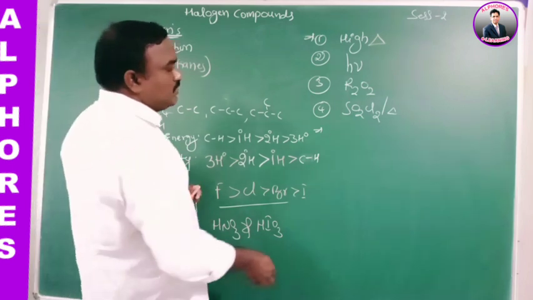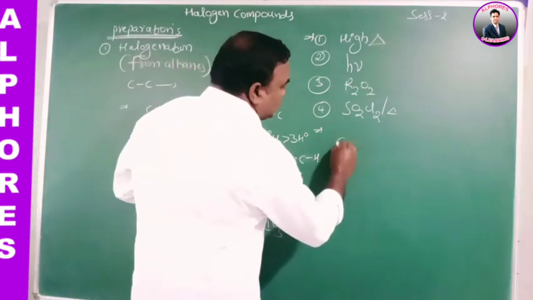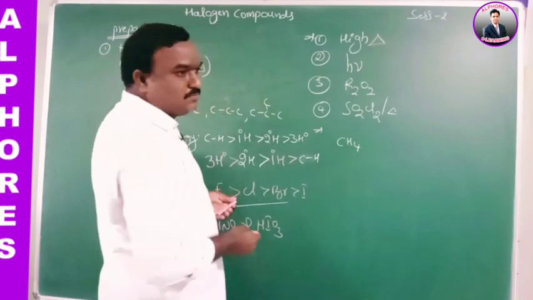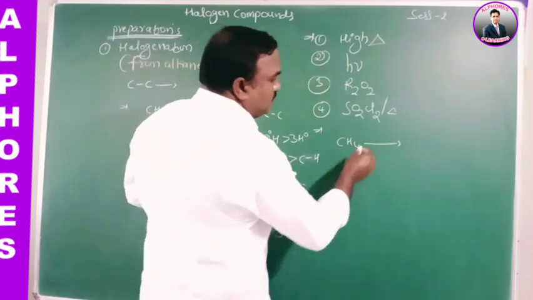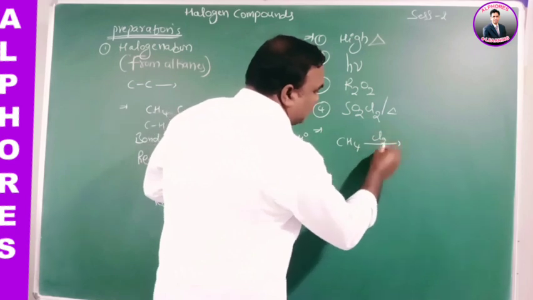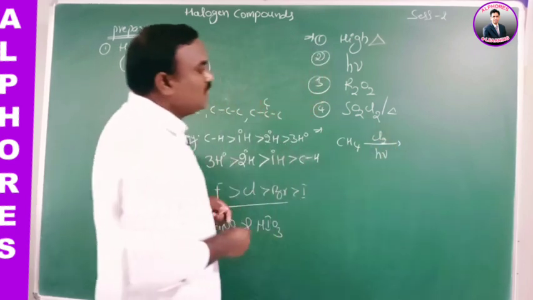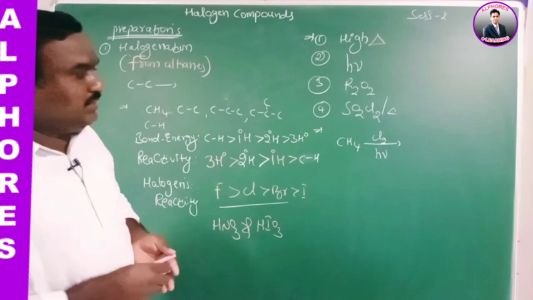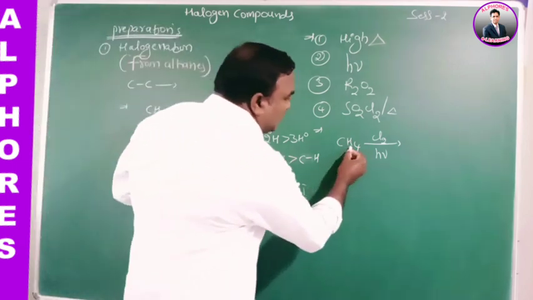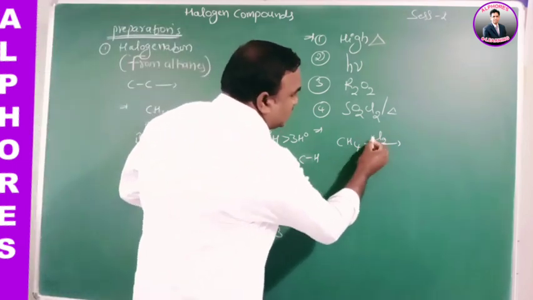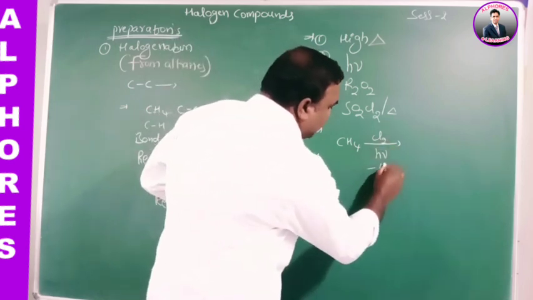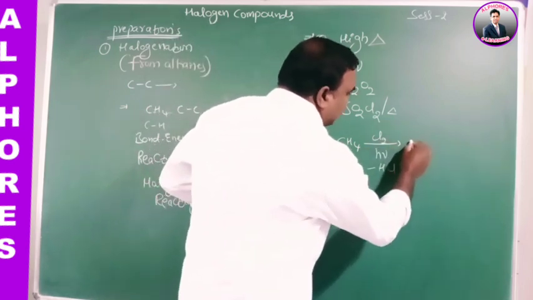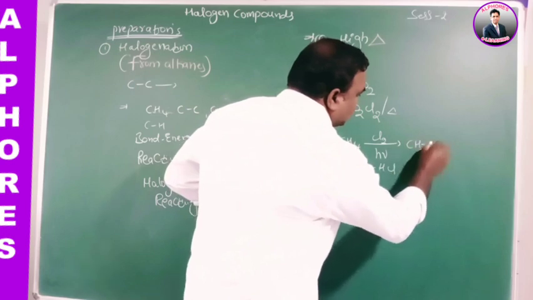Based on those steps, we can write the final products here. For example, here a CH4 molecule is given. CH4 reacts with chlorine in the presence of sunlight. The H free radical is substituted by Cl free radical. That means the final product is CH3Cl.